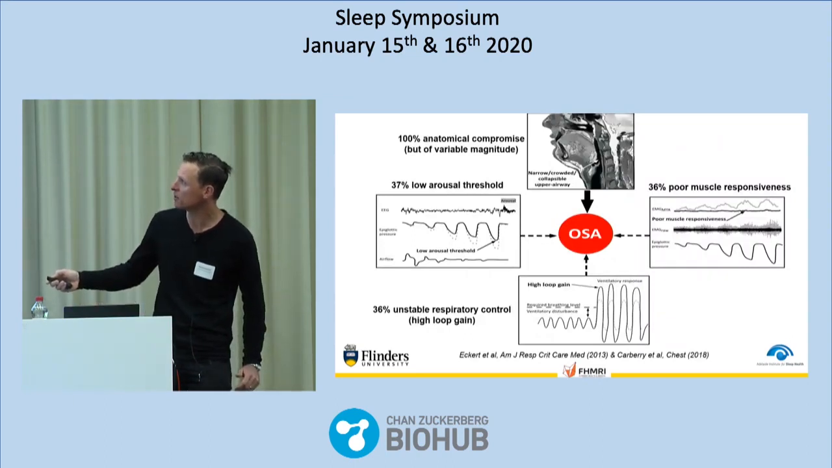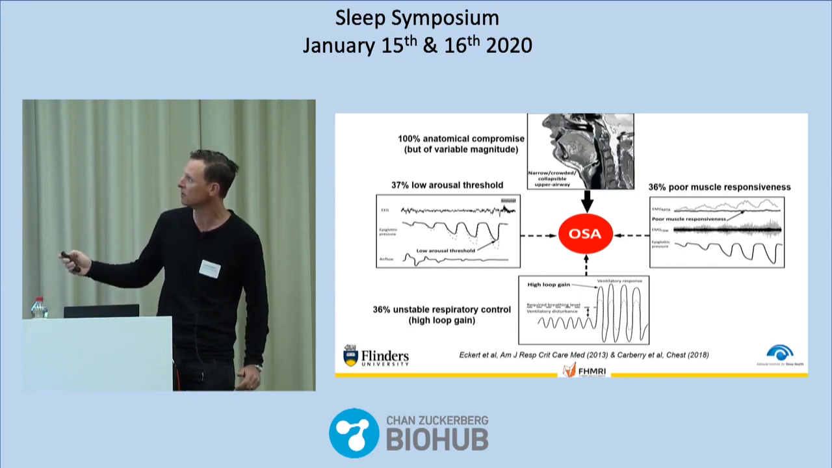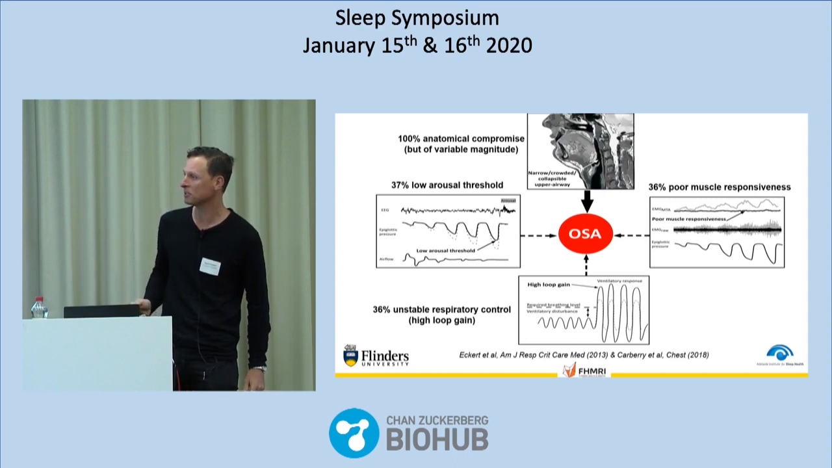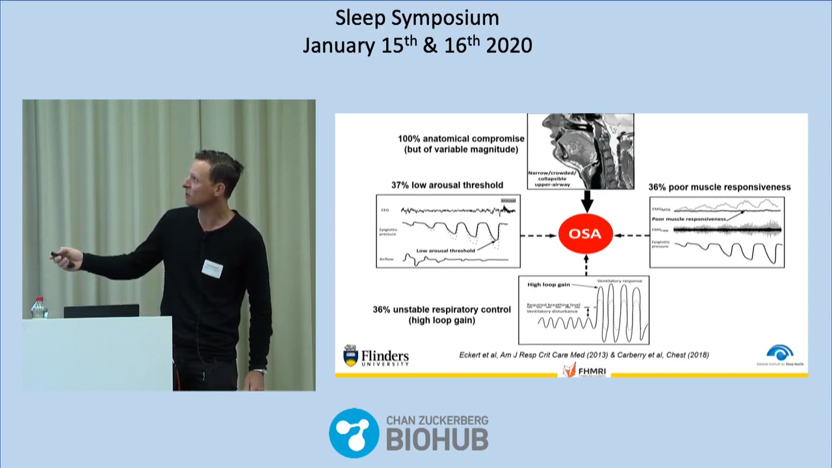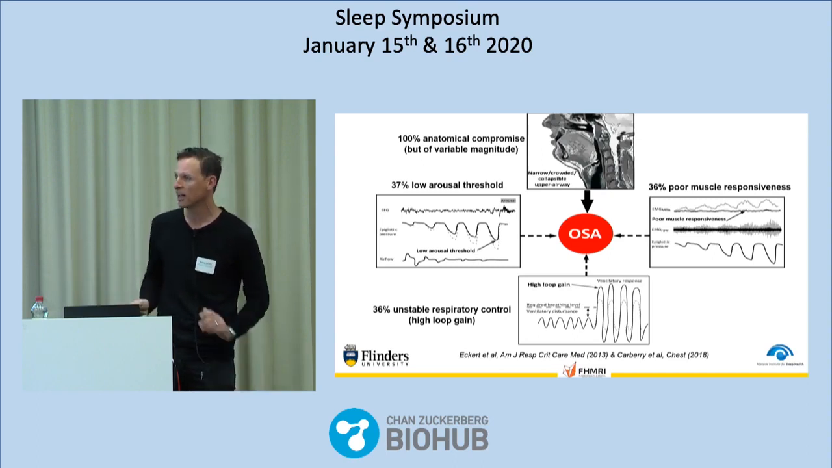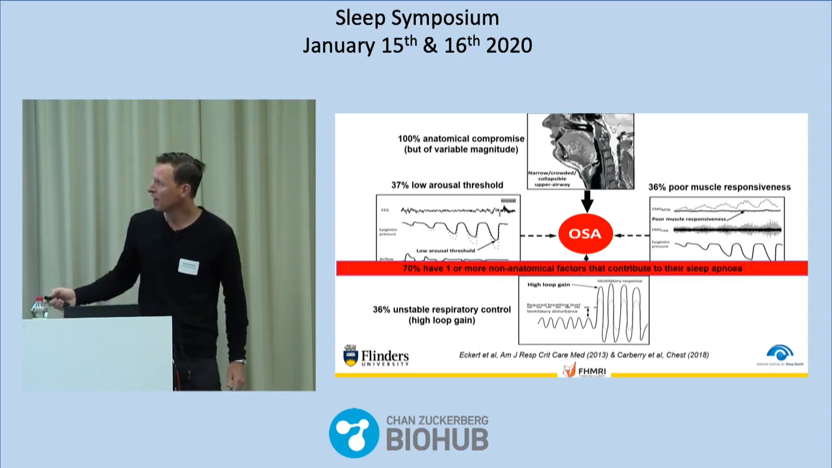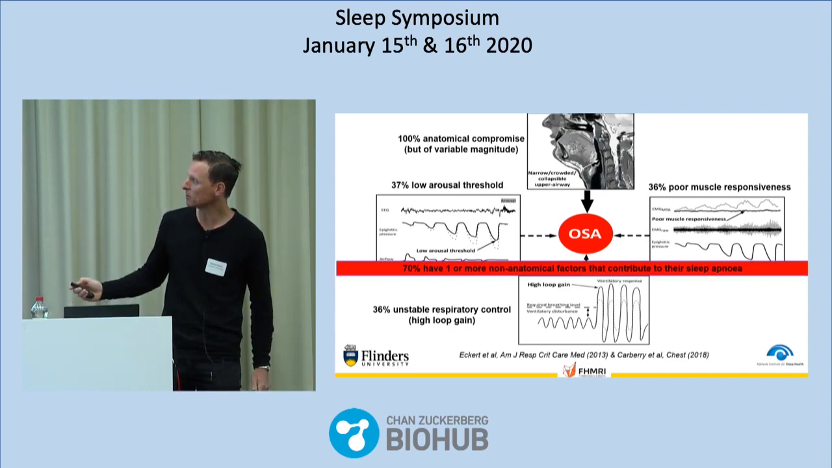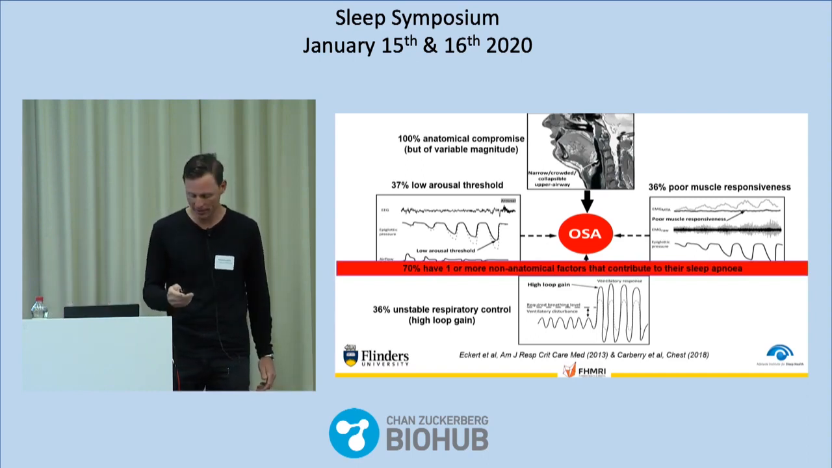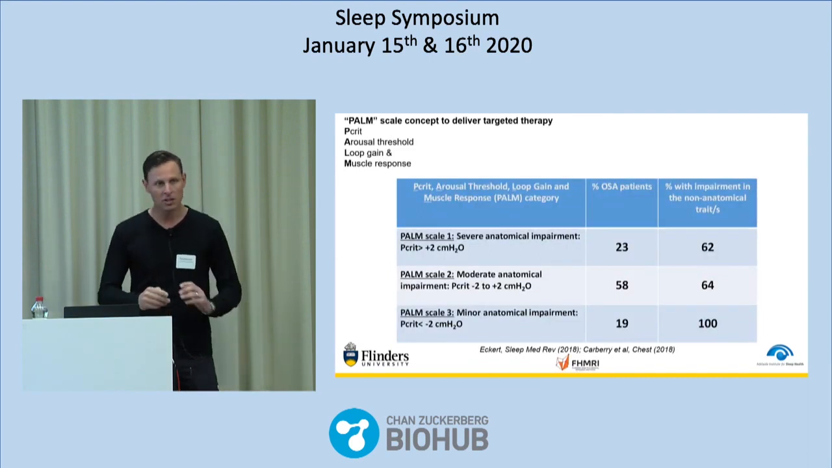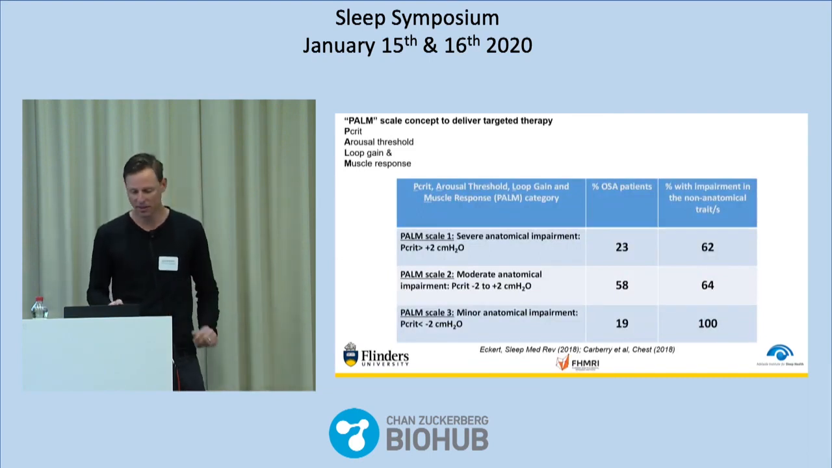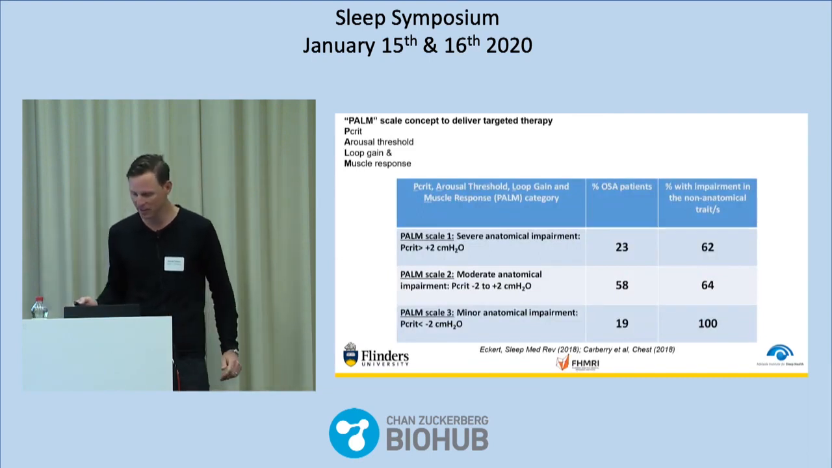And it turns out 1/3 of people wake up too easily, 1/3 of people are too sensitive to CO2, and 1/3 of people have bad muscles. Everyone, as I showed you, has some degree of anatomical compromise, but it varies substantially with people with sleep apnea. And overall, it turns out 70% of people with sleep apnea have one or more of these non-anatomical problems that's also contributing to their sleep apnea. So that opens the door for these other therapies that I'll briefly talk about to finish.